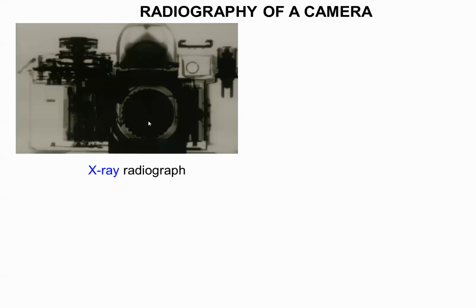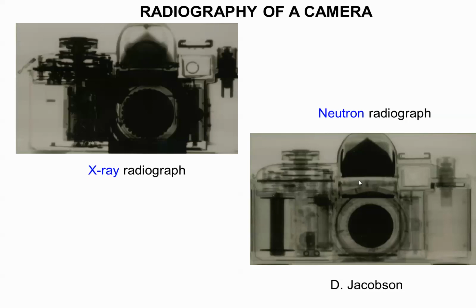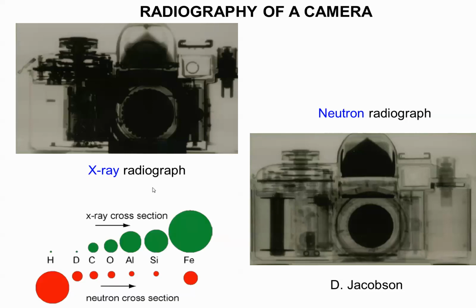Next, let's look at neutron radiography, or so-called neutron imaging. Let's look at the radiograph of a camera. This is an X-ray radiograph, and this is a neutron radiograph. Remember that X-rays and neutrons are sensitive differently to different elements. Like for example, light Z elements like plastics are completely transparent to X-rays but opaque to neutrons, while metals are completely opaque to X-rays while transparent to neutrons.